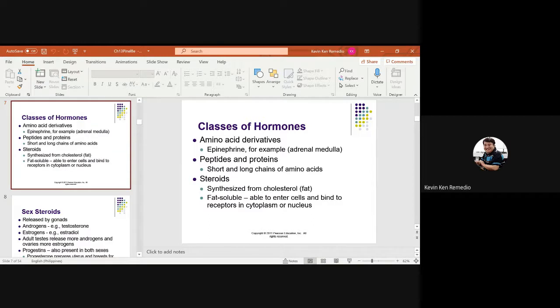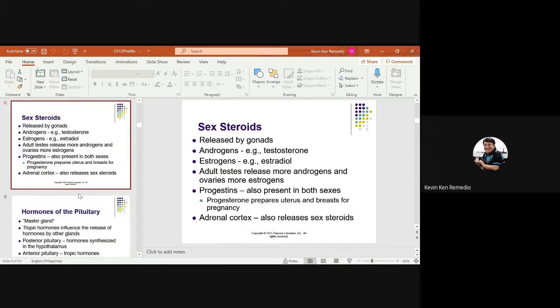Peptides and proteins are also types of hormones. They are short and long chains of amino acids. Then there are steroids, which are synthesized from cholesterol. Steroids are fat soluble, which means that they are able to enter cells and bind to receptors in the cytoplasm or the nucleus. They're also what we call sex steroids. They are produced by the gonads. The gonads are our reproductive glands.